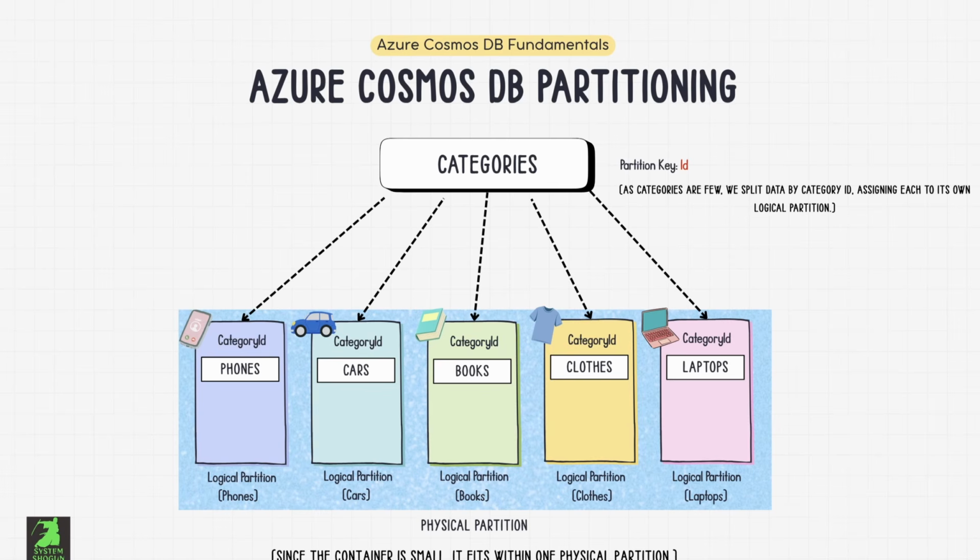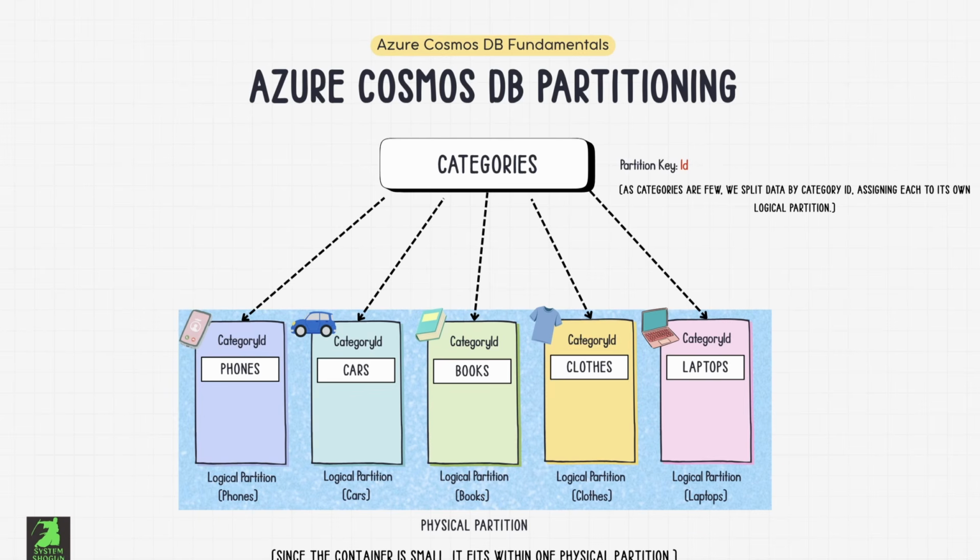Alright, now let's talk about partitioning, the heart of Cosmos DB scalability. In Cosmos DB, each container is divided into logical partitions based on your partition key. Every document you insert includes that key, and Cosmos uses it to decide which partition the item belongs to. Behind the scenes, these logical partitions are distributed across one or more physical partitions, the actual storage units. Depending on your container size, your data might reside on a single physical partition or span multiple ones. This is what gives Cosmos DB limitless horizontal scalability.